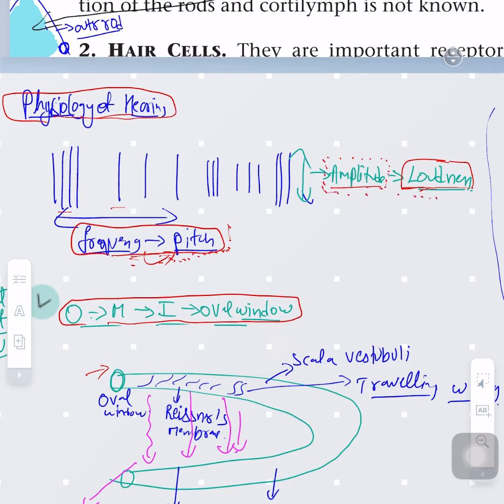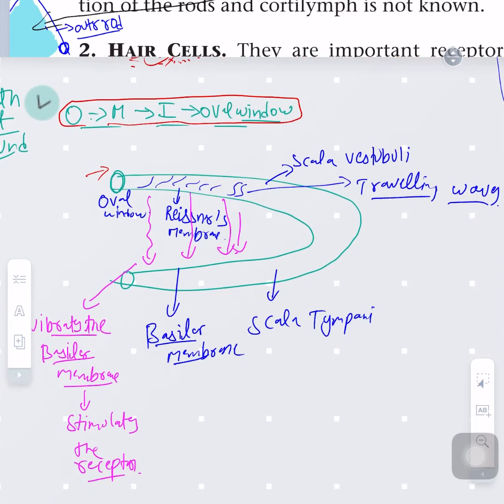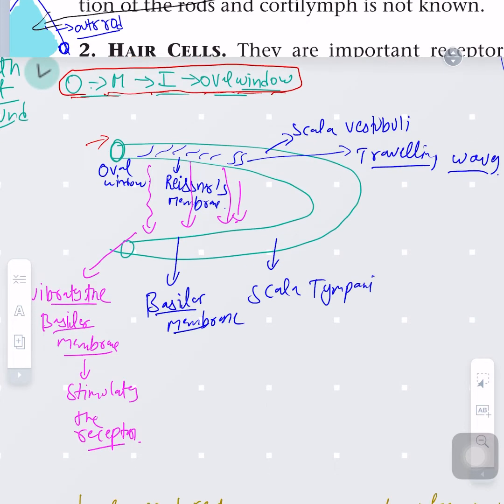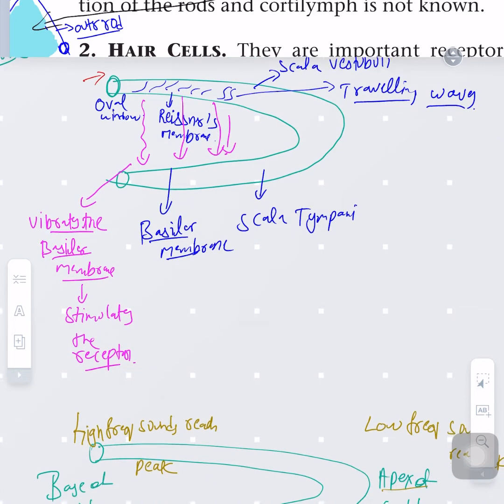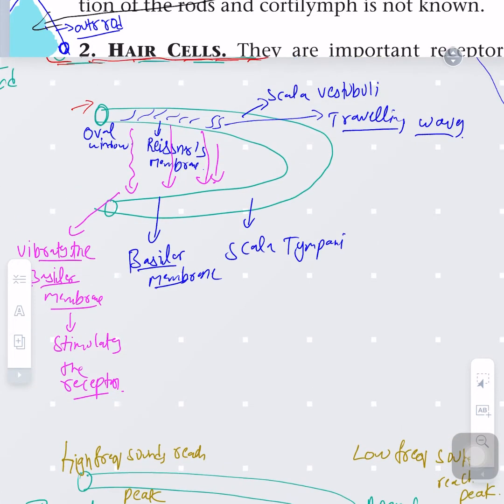We know the sound passes through the outer ear, middle ear and the inner ear, and ultimately reaches the oval window. Right? Now let's understand this. So this is the oval window, and here we can see a set of sound waves passing by. These are the traveling waves, right? Then you have the scala vestibuli, then the scala tympani, then the basilar membrane.